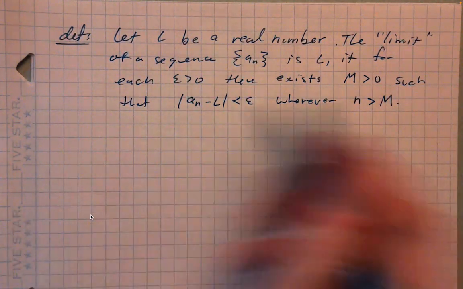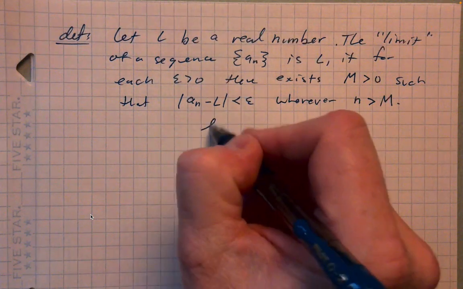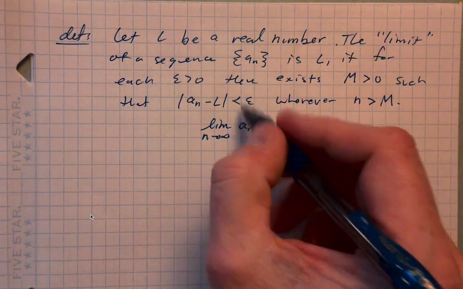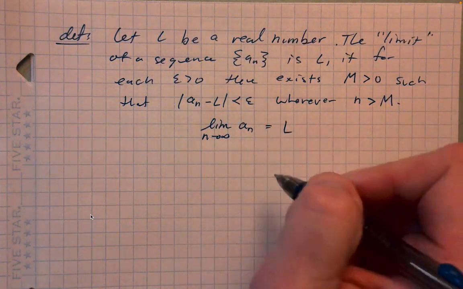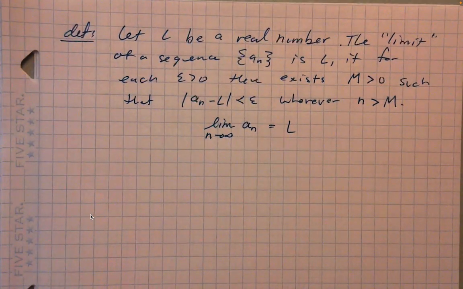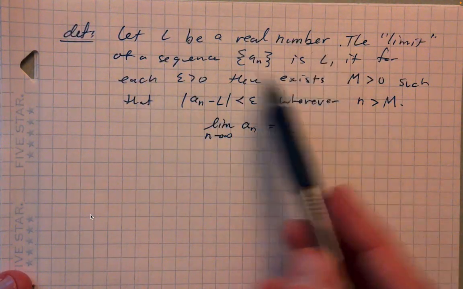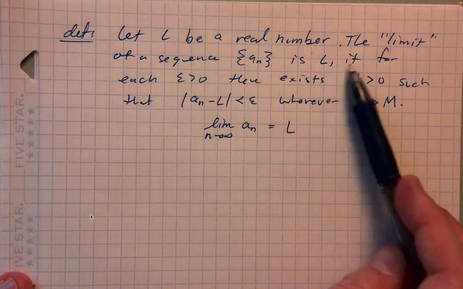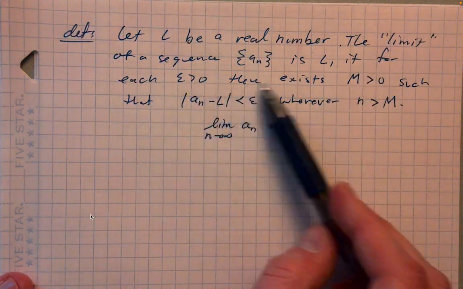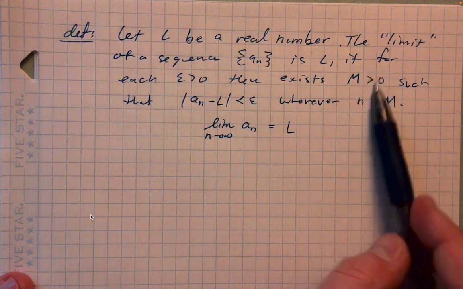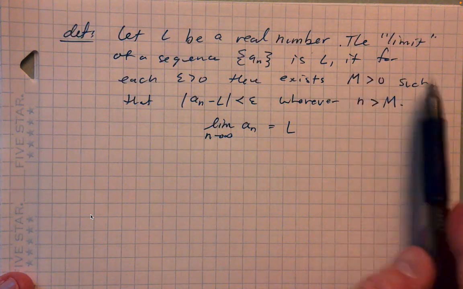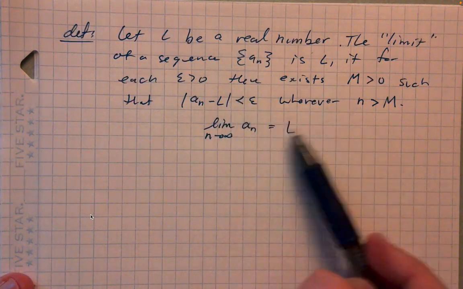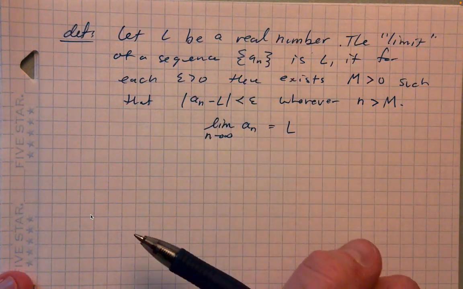Okay, so the way we would denote this is the usual way. We would say the limit as n goes to infinity of a_n is equal to L. Okay, so L is a real number. Then the limit of a sequence a_n is L if for each epsilon greater than 0 there exists some M, which tends to be a natural number or a positive integer, such that the difference between a_n and L is less than epsilon whenever n is greater than M.